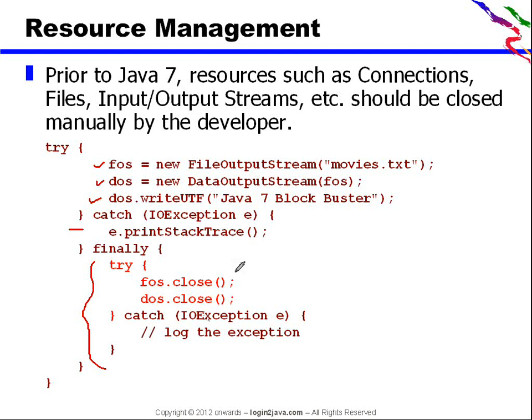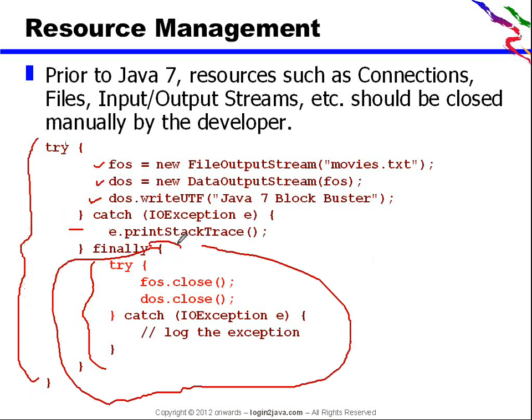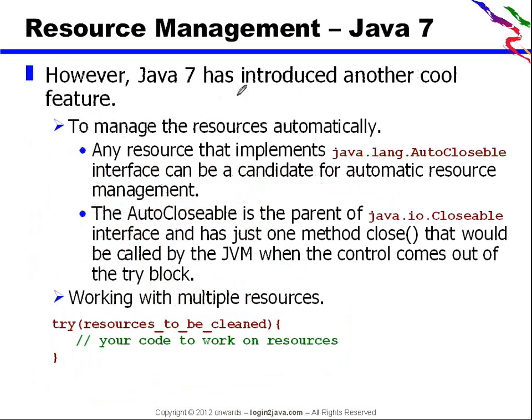For each resource you must have put a try, whether it is a connection or statement or basically a file output stream or some input stream. Now with Java 7, this particular part is no more required. Let's see. However, Java 7 has introduced another cool feature.